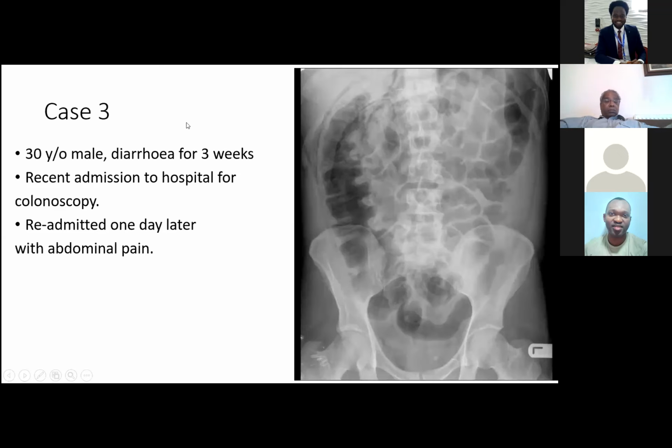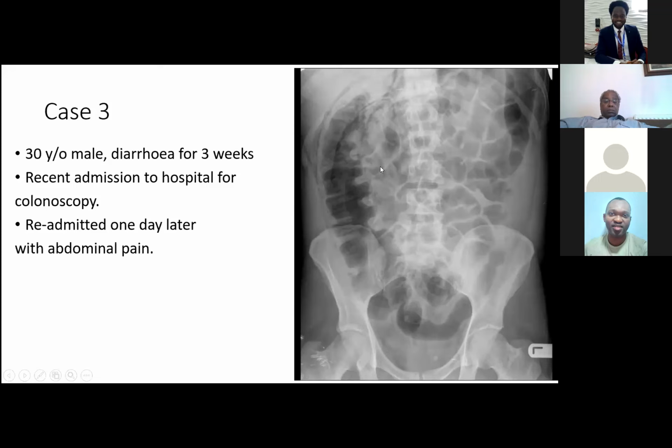Case number 3 was a 30-year-old male. This was a guy who had diarrhea for 3 weeks and was recently admitted to hospital to try and investigate the diarrhea. As part of that, he had a colonoscopy, and then he went home, but he was readmitted the following day with abdominal pain and tenderness. So this X-ray you're looking at now is 1 day after he's had a colonoscopy for investigation of diarrhea.